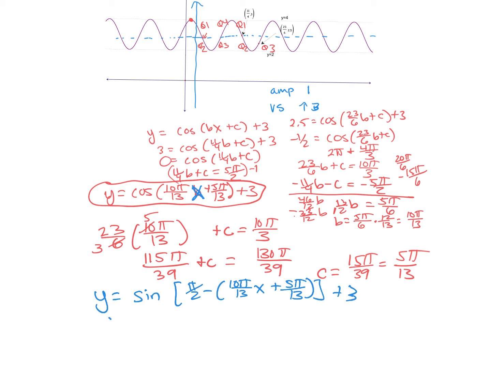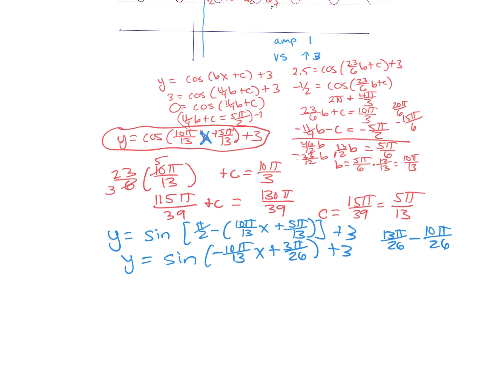And then just doing a little bit of fraction work again. This problem's a little bit of a beast with how much fraction work there is. So it's negative 10 pi over 13 x. Pi over 2 minus 5 pi over 13, well, that will be 13 pi over 26 minus 10 pi over 26, which looks like it's going to be 3 pi over 26. So plus 3 pi over 26 plus 3.